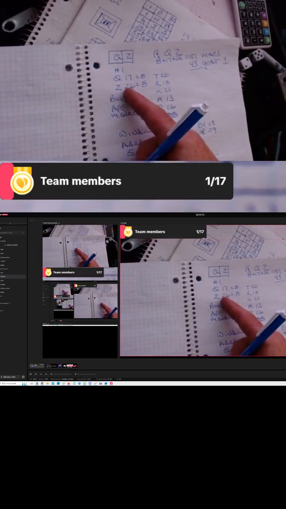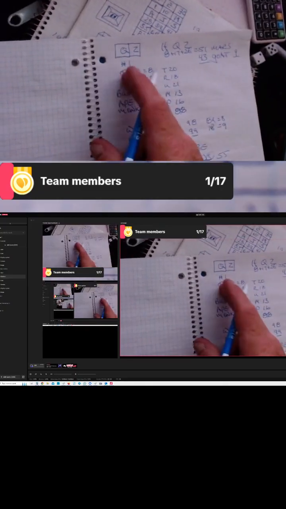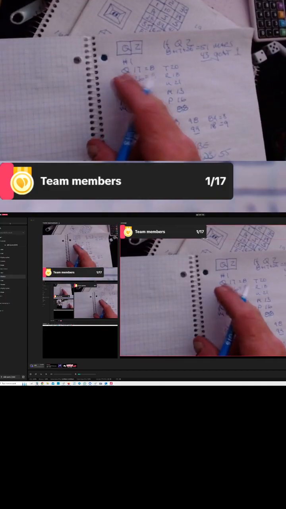And what happens over here is that the Q gets removed. The Q gets removed from the ATM.